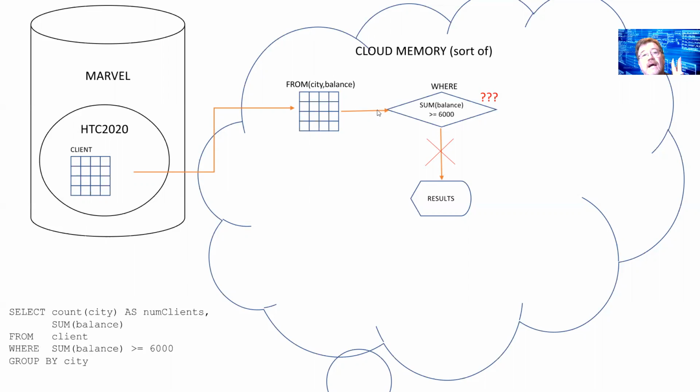That's pulled into the cloud memory, sort of. The cloud is really going to be a collection of different memory pools. So I've decided, just for simplicity, to say cloud memory, even though I know that there's a bunch of different areas being used here. But basically, all that stuff is pulled into memory. Now, then what you would think would happen is it starts restricting and saying where the sum of balance is greater than 6,000. But the thing is, it doesn't know what the sum of balance is because it hasn't done the aggregation yet. All it knows is balance and it knows city.